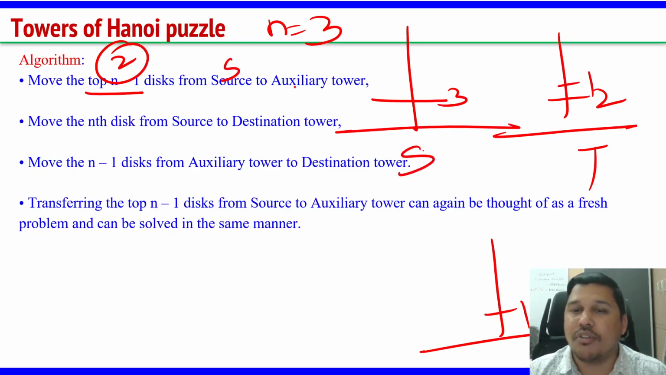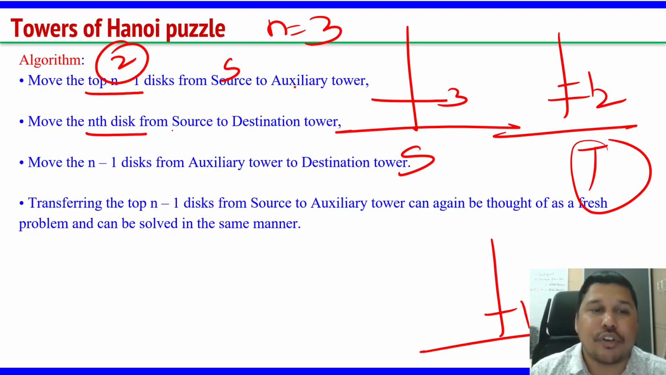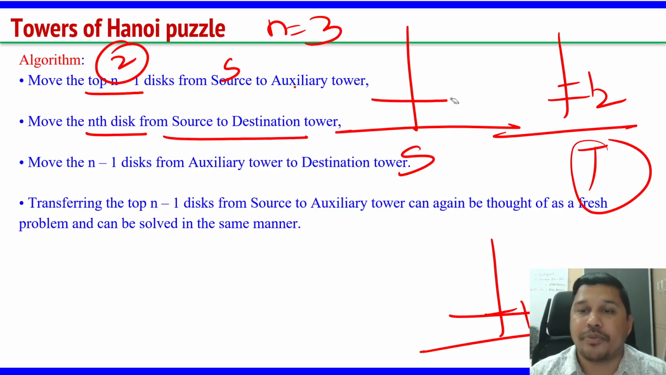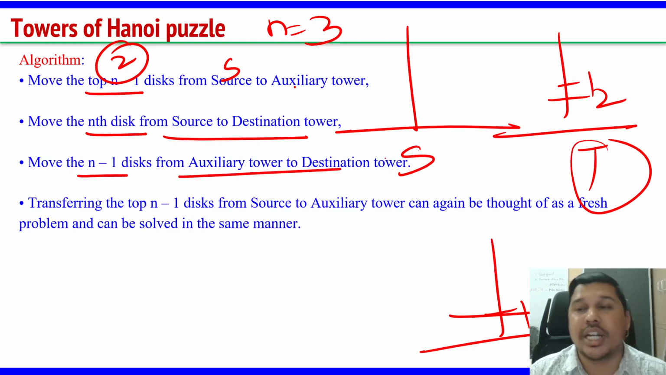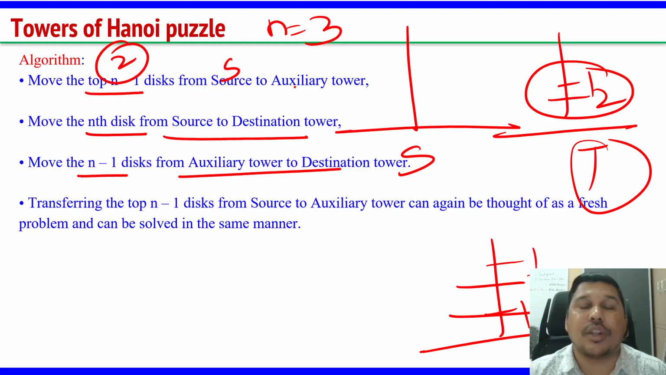I have moved them from source to temporary, this 2, 1 here. Then move the nth disk, that is the third disk, from source to destination. This 3 is coming directly into the destination. Then move the n minus 1 disks from auxiliary to destination. Move these two disks from this temporary to the destination. That is what the algorithm is.